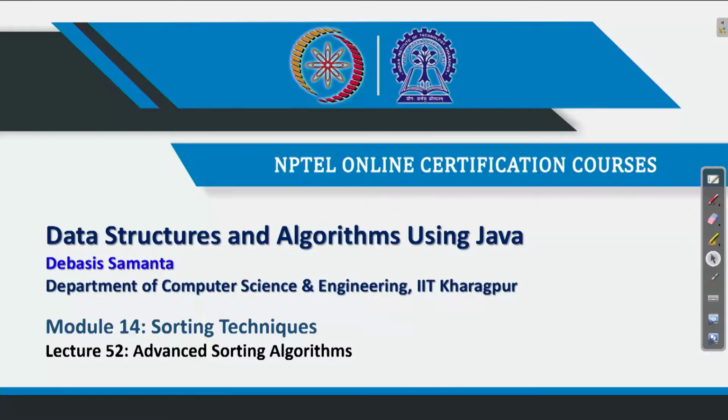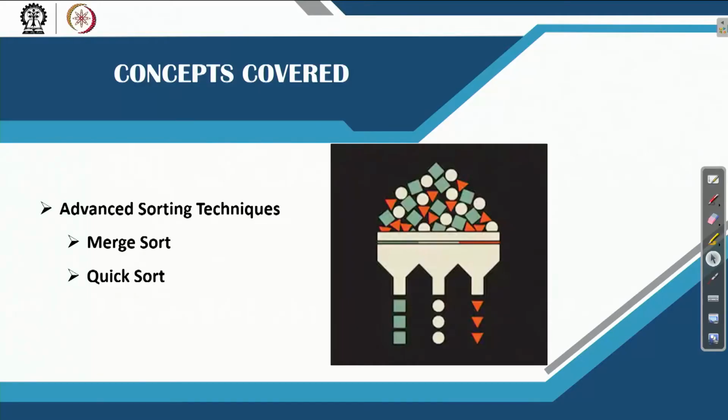Let us discuss two sorting algorithms which people claim are the most advanced sorting algorithms. Actually, they are advanced not only because of their performance, but because they were developed later on. Now, these two sorting algorithms again have a unique property. That property is one paradigm, based on which it is called divide and conquer.